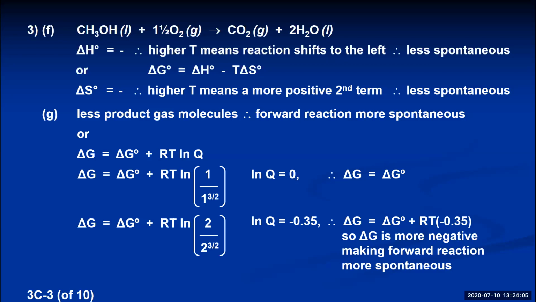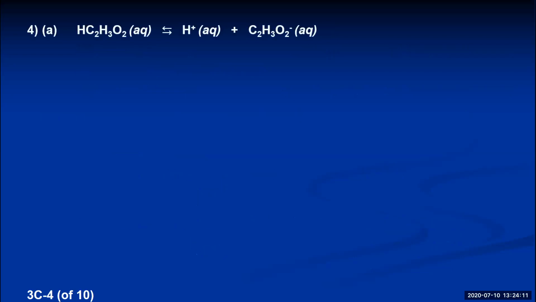Number 4, I've given the equation for acetic acid ionizing in water. At 298 Kelvin, the delta G naught of formation for acetic acid is negative 399 kilojoules per mole, and the delta G naught of formation for the hydrogen ion is 0. The delta G naught of formation for the acetate ion is negative 372 kilojoules per mole. Calculate the delta G naught for the reaction.